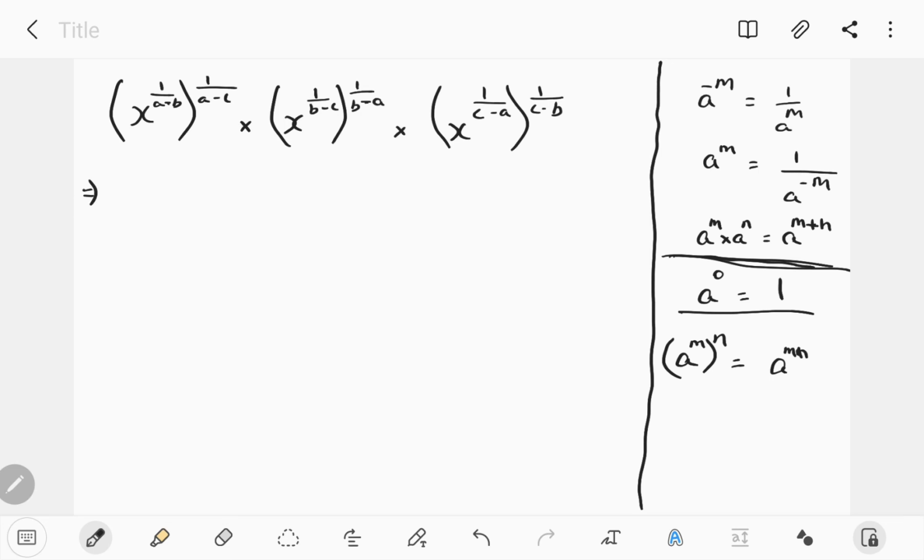x power 1 by a minus b whole power 1 by a minus c will give me x power 1 divided by, 1 into 1 will be 1 only, a minus b into a minus c, multiplied by, over here again, x whole power 1 into 1 is 1, b minus c into b minus a, then multiplied by x raised to the power of, again 1 into 1 is 1 only in the numerator, denominator will be c minus a, c minus b.